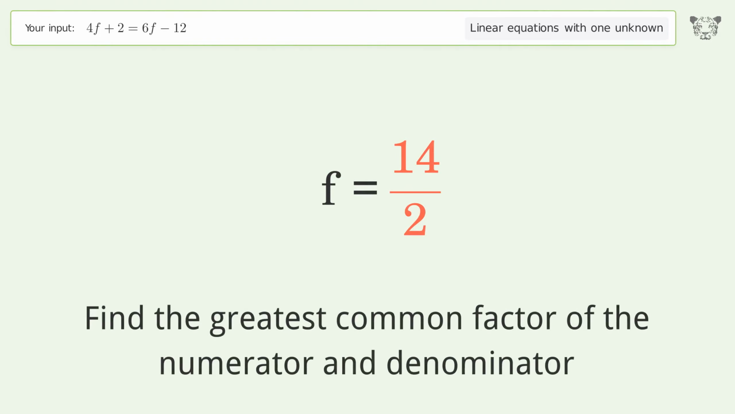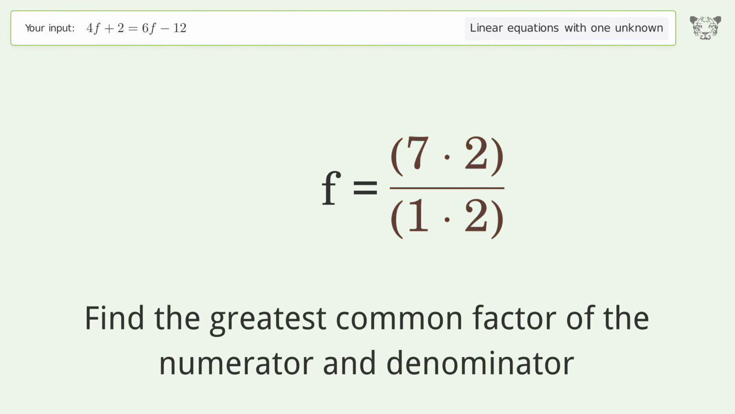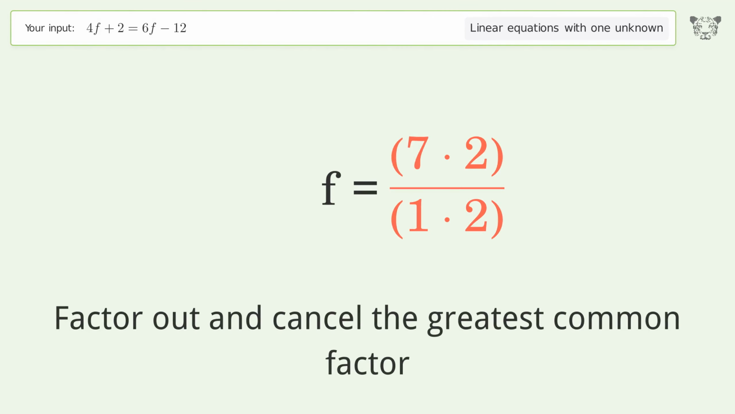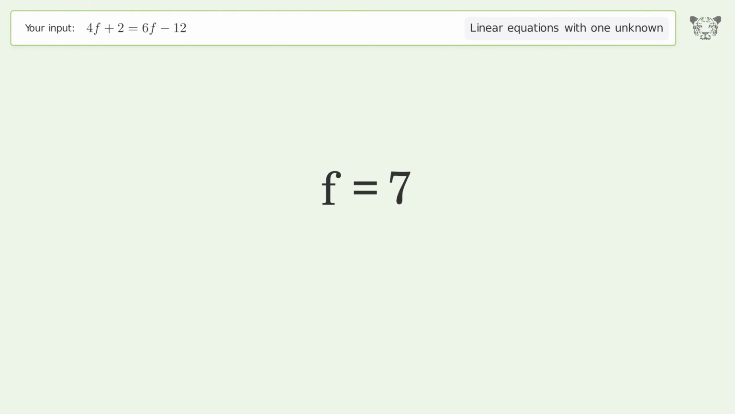Find the greatest common factor of the numerator and denominator. Factor out and cancel the greatest common factor. And so the final result is f equals 7.